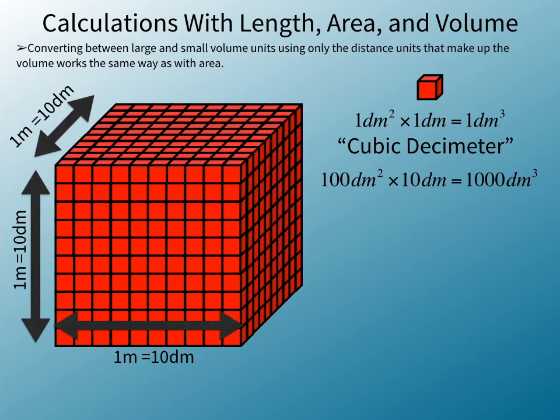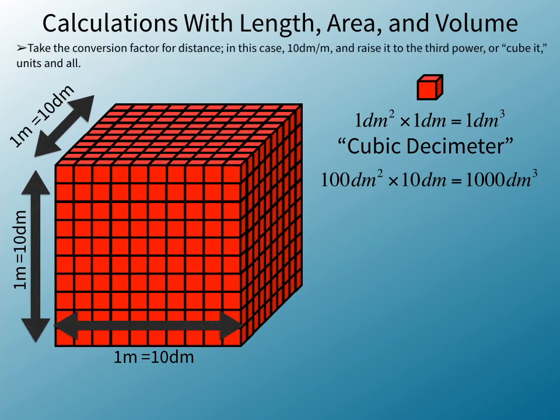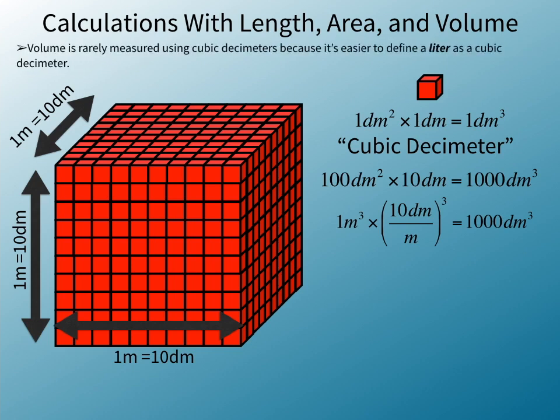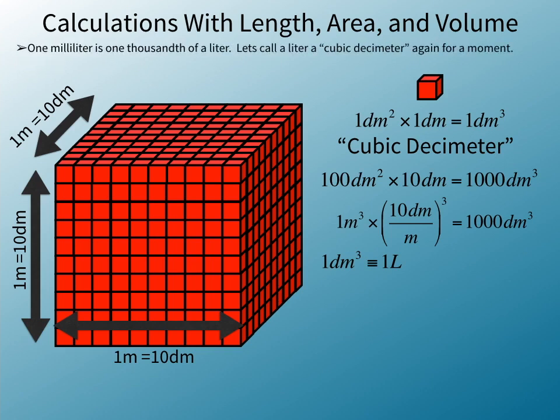Converting between large and small volume units using only the distance units that make up the volume works the same way as with area. Take the conversion factor for distance, in this case 10 decimeters per meter, and raise it to the third power, or cube it, units and all. Volume is rarely measured using cubic decimeters because it's easier to define a liter as a cubic decimeter. Now that we've defined the liter, let's define another commonly used metric unit for volume, the milliliter. 1 milliliter is 1,000th of a liter.